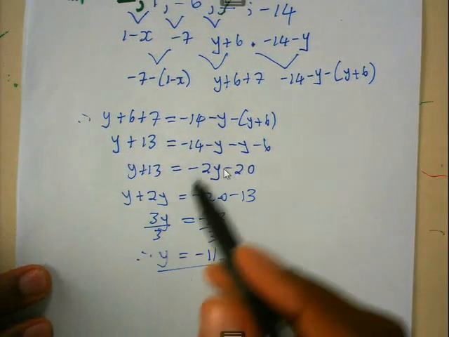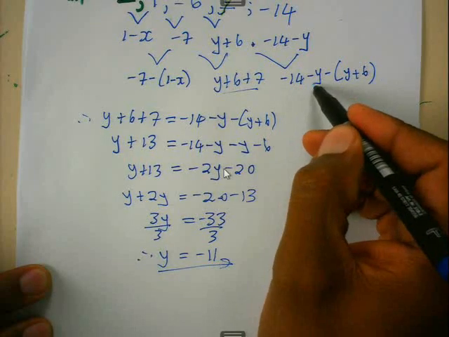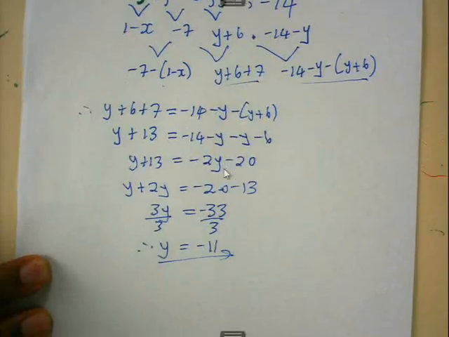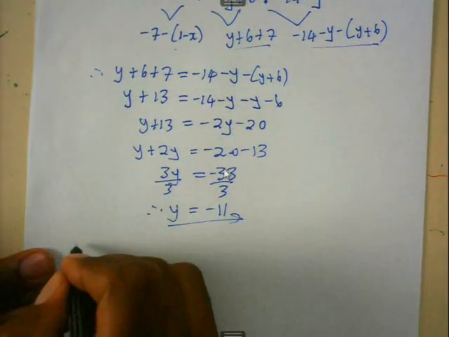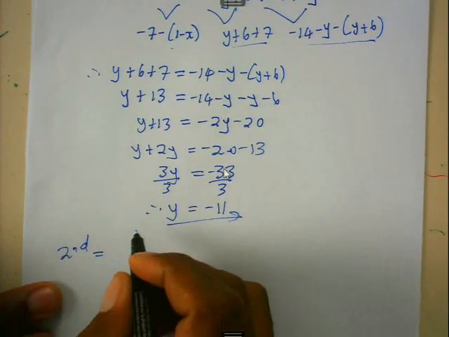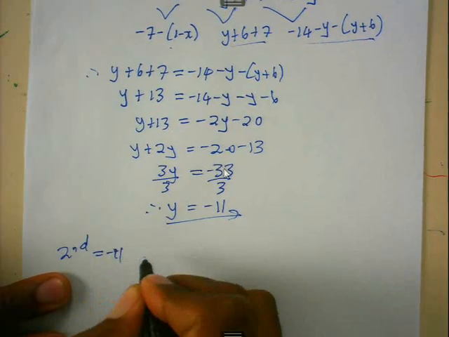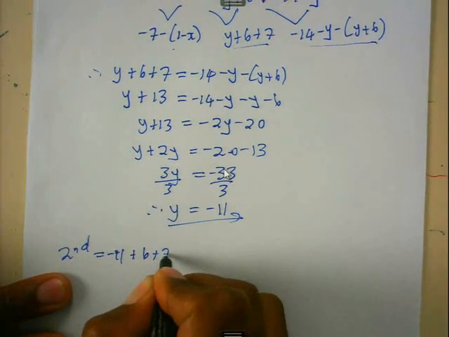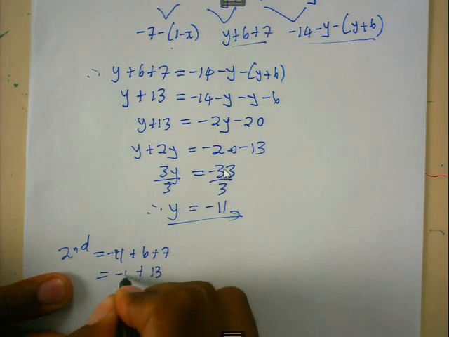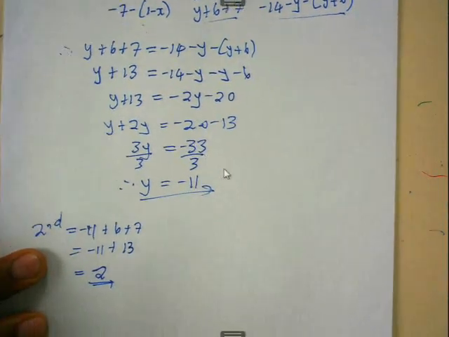Now, from here, remember, y plus 6 represented the second difference, and minus 14 minus y, on the other side, is the second difference as well. Then I can say the second difference is equal to the y, which is minus 11, plus 6 plus 7. Of course, 6 plus 7 is 13. Minus 11, now I can see the second difference there is positive 2.